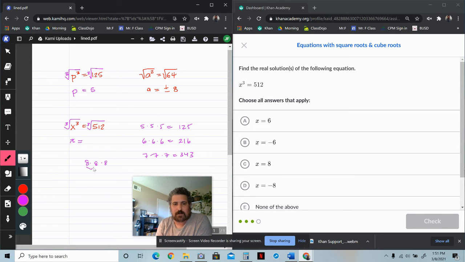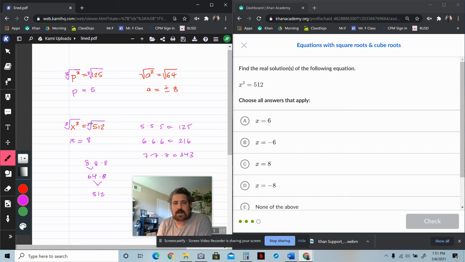Let's try that. So that would be 8 times 8, which is 64, and 64 times 8. Well, that's 8 times 60, which is 480, and 8 times 4, which is 32. So 480 plus 32 is 512. So that's going to be good. So that's 512, and this is going to be 8.